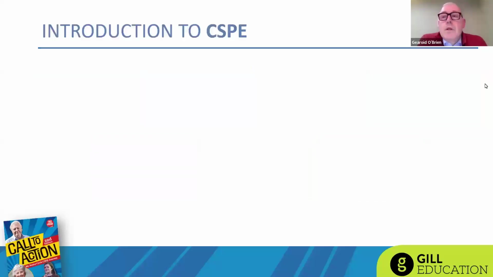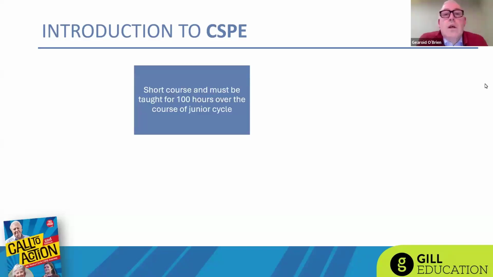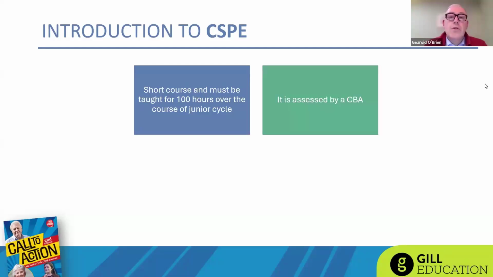Firstly, when looking at the introduction to CSP, I'm conscious that some of you might be doing it for the first time, whereas others might be doing it for years. So it depends on the background, and I want to start with a small bit about what CSP is. First of all, CSP is a short course and it must be taught for 100 hours over the course of junior cycle, like any junior cycle short course. And as well as being a short course, every short course is assessed by a CBA.